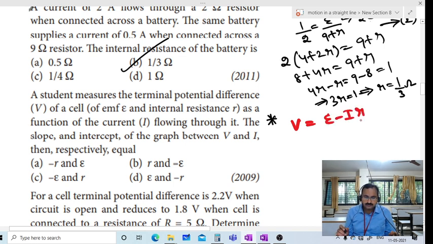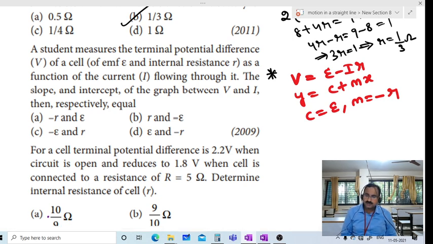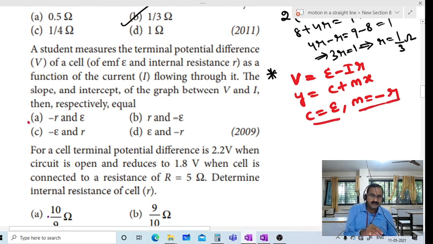So see that one, what is the form of this? y is equal to c plus mx only. So here, V versus I, the intercept value is E and the slope value is minus r, because I is on the x axis and voltage on the y axis. So slope means minus r, intercept means E. That is the first option we are getting.